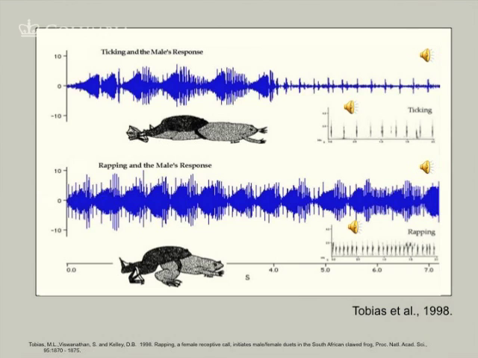Sounds like machine gun fire, rapid Geiger counter. So these calls have very different effects on the male's behavior. What happens to a male that hears ticking is that he shuts up. So that's vocal suppression. And rapping, on the other hand, functions as a vocal aphrodisiac.